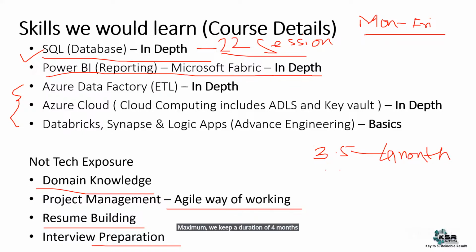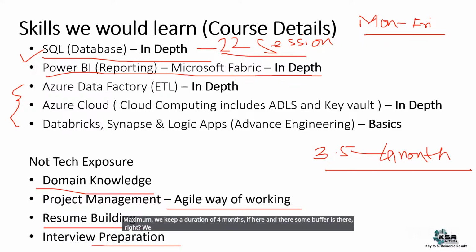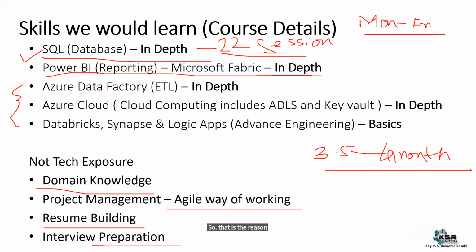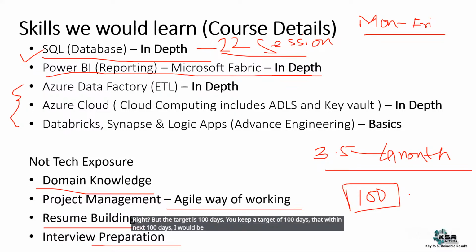If here and there some buffer is there, right? We have some holidays in between, we have some festivals in between. So that is the reason we usually keep a buffer of 15 days, right? But the target is 100 days. You keep a target of 100 days, that within the next 100 days, I would be a good data analyst. That you have to keep, right?